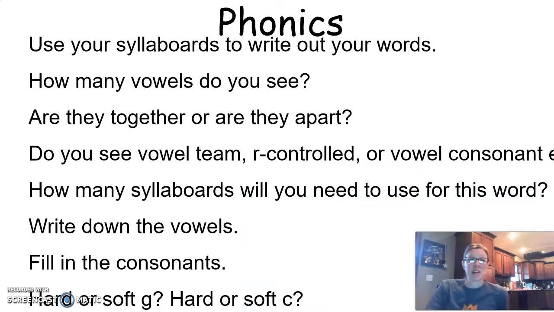Today for phonics, you're going to use your syllaboards to write out your words. As you do this, think of these questions. How many vowels do you see? Are they together or are they apart? Do you see any vowel teams? R-controlled, vowel, consonant, E. How many syllaboards will you need to use for this word? Okay, so you're going to write down the vowels, fill in the consonants, and then decide if it's hard or soft. G, hard or soft.